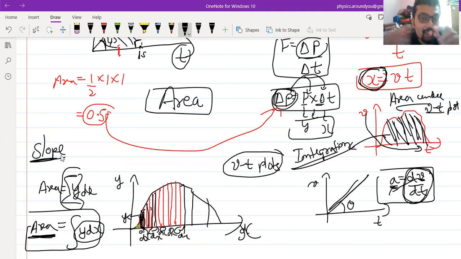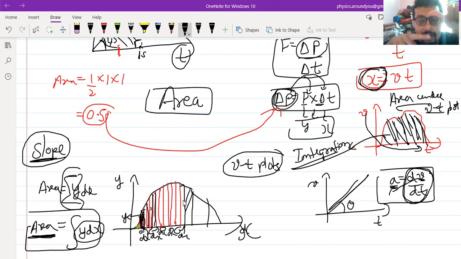Slope. You remember this? You draw a tangent, you calculate the slope of the tangent. So the differentiation process will give you the slope of the curve. Integration will give you the area bounded by the graph. Is this explanation clear, or do you need further clarity? Clear? Okay.